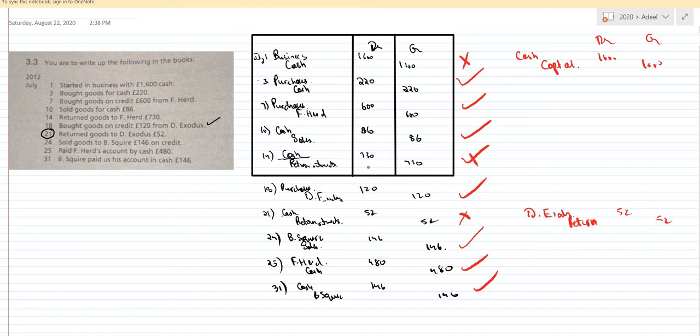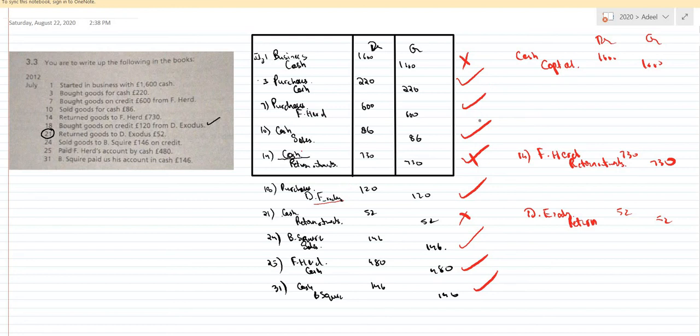So it says 14th is basically returned goods to F herd. Alright. When you have returned goods to F herd, now F herd is liable to pay you. So instead of debiting cash, you would be debiting F herd and return outwards. You get it? Cash is not mentioned anywhere. Then it says bought goods on credit from D Exodus. See, now when you have bought goods from D Exodus, you have not written cash or bank on the credit side. You have written the name of the person. So why did you write cash over here? You had to write F herd over here as well.